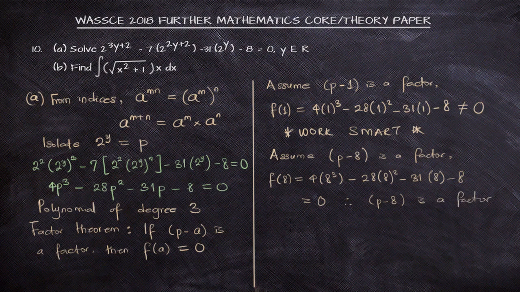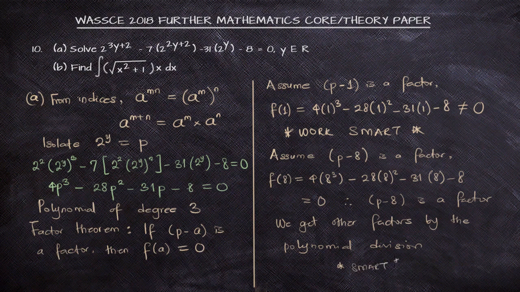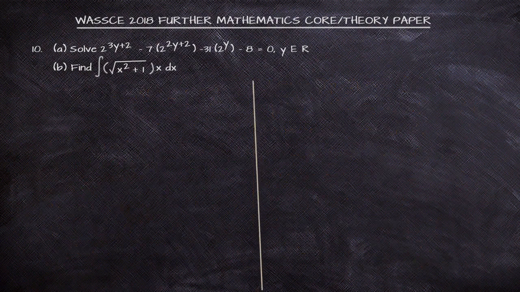Now, we still need to go ahead and check for the other factors. Because we need to show our workings, we will be employing the division of a polynomial. We already know a factor. This is a polynomial of degree 3, and p minus 8 is a factor. To get the other factors, we divide our polynomial by p minus 8, so we'll be doing polynomial division. We need to be smart because, from using our calculator, we know that the other factor will be x plus 1 over 2, because the calculator evaluated x to be minus 1 over 2. So working smart has helped us, and we can move on with our calculation.